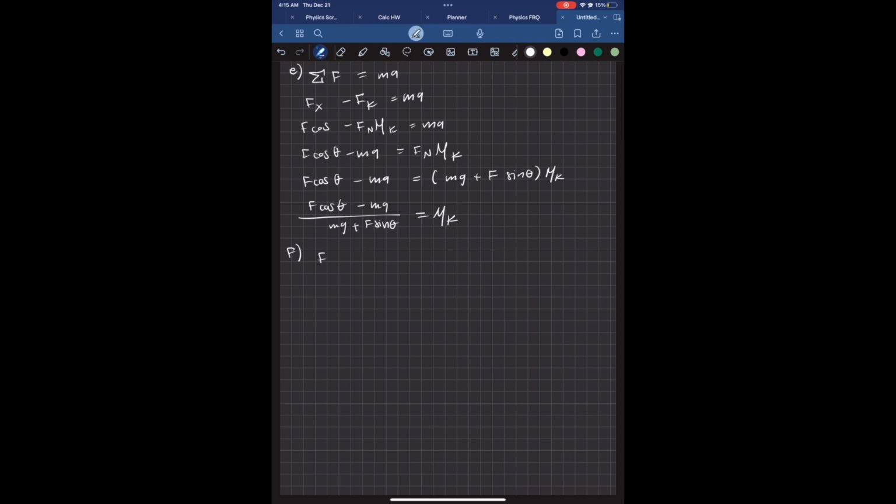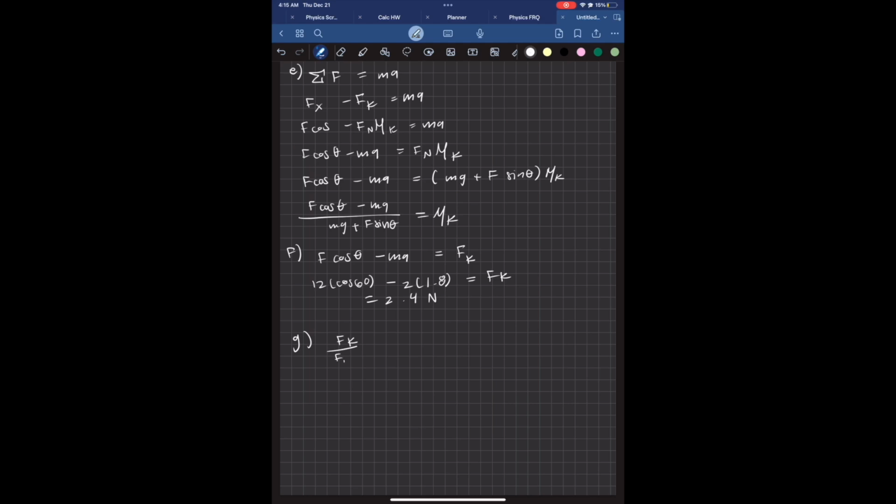Okay, and then next, in the situation that the applied force is 12 and the angle is 60 and mass is 2 kilograms, calculate the kinetic frictional force. So basically, I'm going to use what I used in the last part, so F cosine theta minus ma equals f_k, which comes from Newton's second law. And then I simply substitute in the values, and from there you solve for f_k under those given conditions, which is 2.4 newtons.